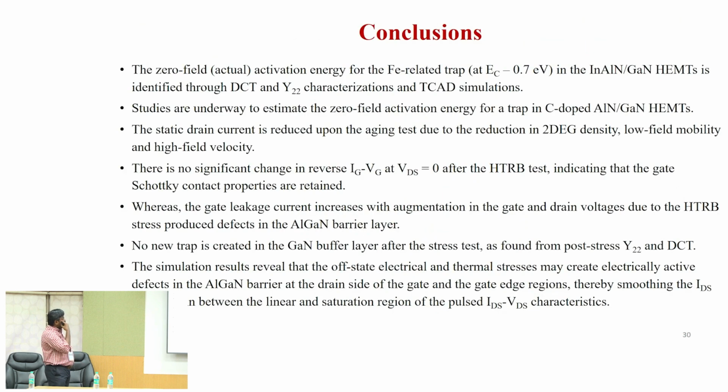The zero field activation energy for the iron related trap is identified. It is 0.7 electron volt. Similarly, the study will be taken up for the carbon doped aluminum indium nitride gallium nitride HEMTs.